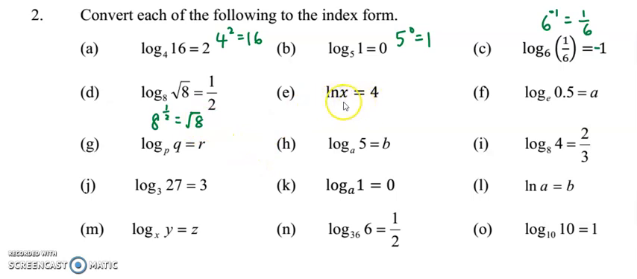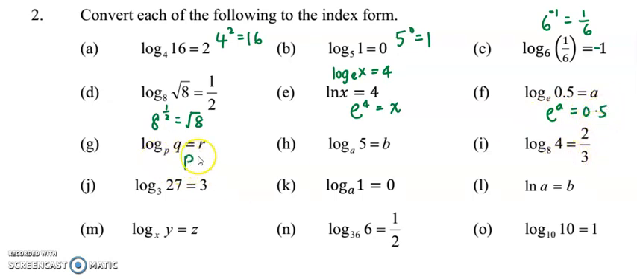Alright, E will be, okay, ln stands for the log with the base of e. Alright, so now we are using the same as if that this is the log e, log base e, x equals to 4. So now convert this into the index form. We have e power of 4 equals to x. Okay. And then the F, we have e power of a equals to 0.5.